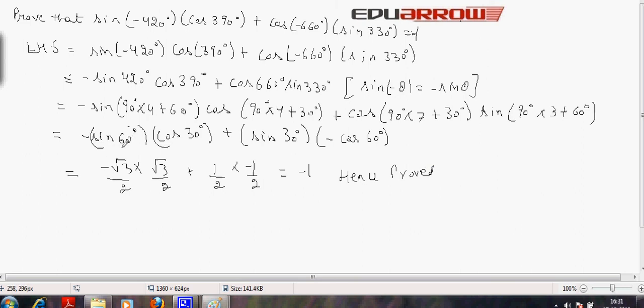Because we know that value of sine 60 is root 3 by 2, value of cos 30 is root 3 by 2, value of sine 30 is 1 by 2, value of cos 60 is 1 by 2. And putting these values, and after solving this equation, we get minus 1. So this is the solution of this question.